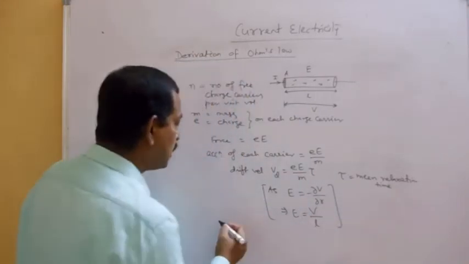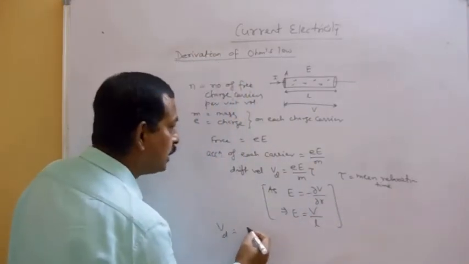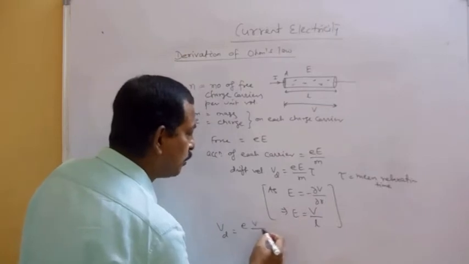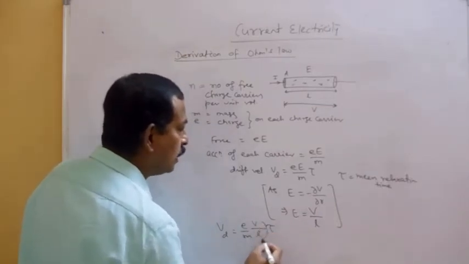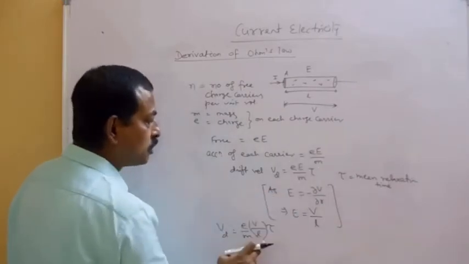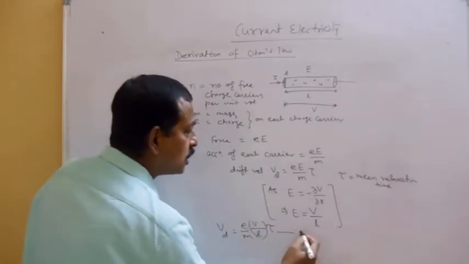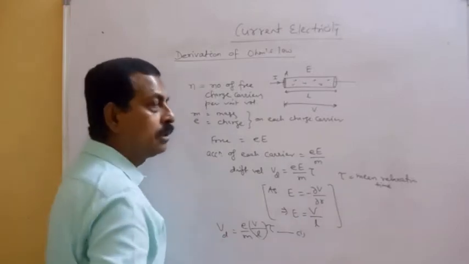So if you substitute this, then what we will get? Vd will be equal to (e V/L)/m into tau. In place of E, we have substituted V by L. So this is now suppose our equation 1.